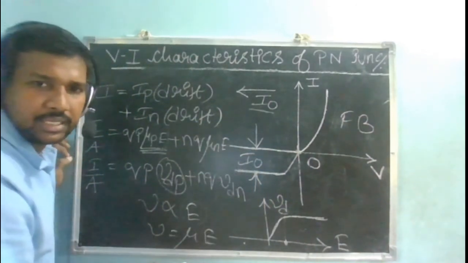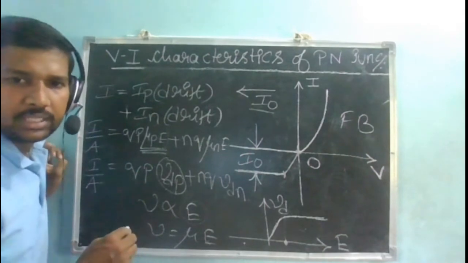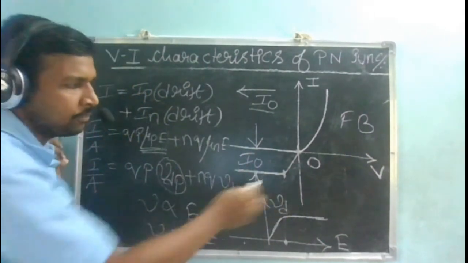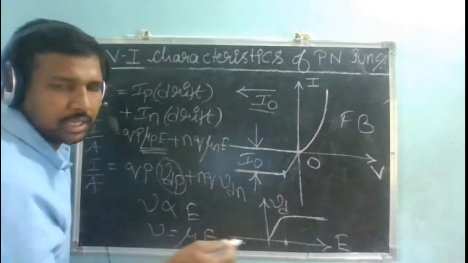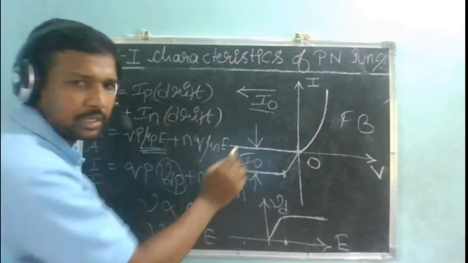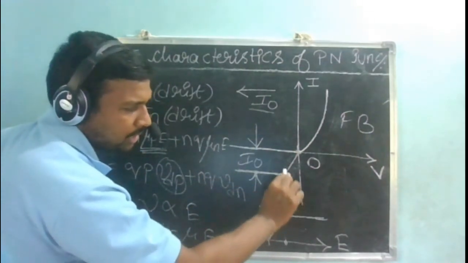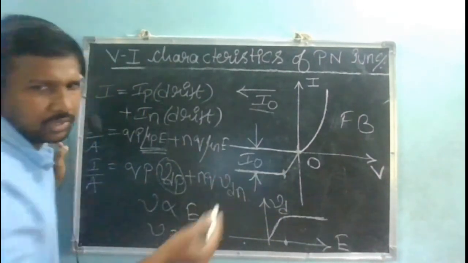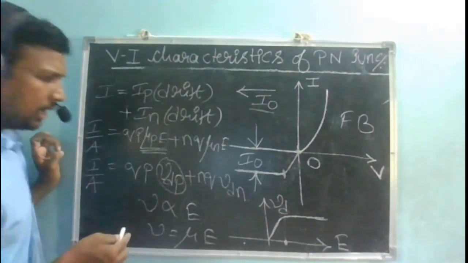It is getting saturated not immediately, only after a certain electric field. Only after this particular electric field is my current going to be saturated. Normally we neglect this particular current because we will be operating our electric fields approximately at this particular point only. At that point my I naught is very small, so I will be neglecting my I naught.